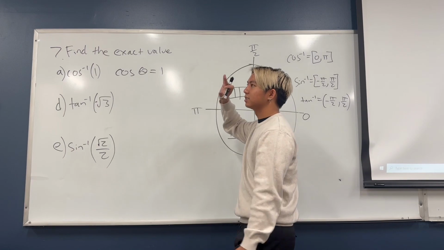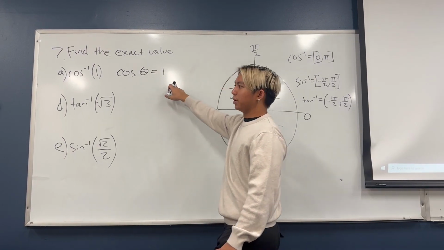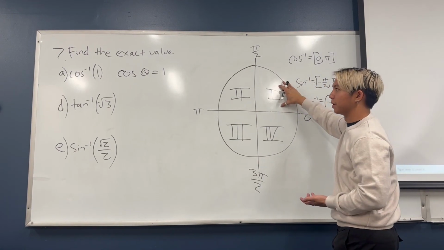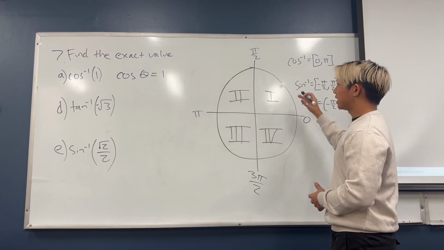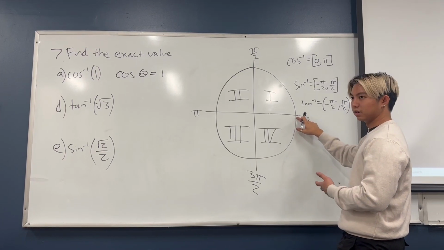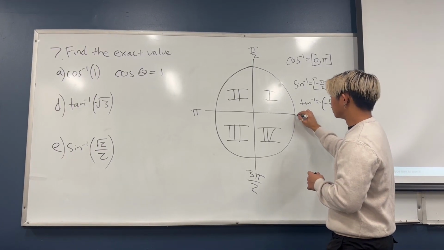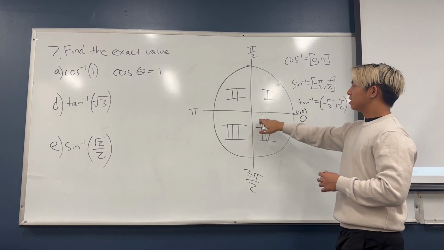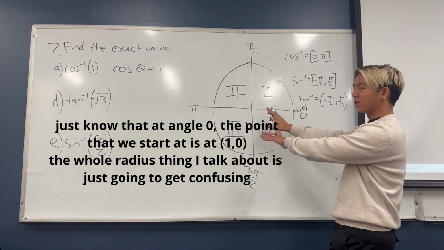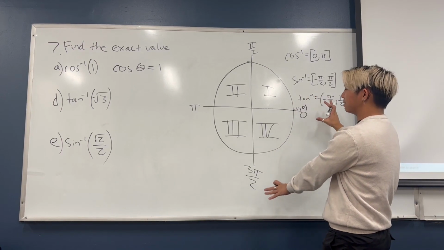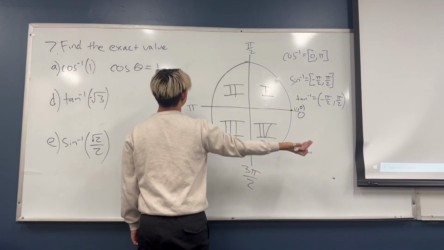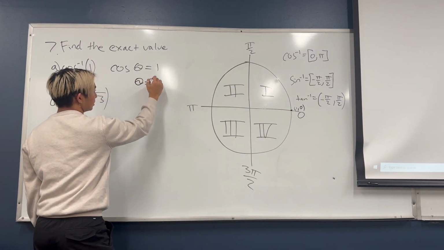So back to the question. It's asking, at what angle is cosine equal to 1? If we look from 0 to pi, where are our positive values? Our positive values lie in quadrant 1. So within quadrant 1, what angle gives cosine equal to 1? If you remember, we start here at 0, but the actual point at 0 is (1, 0), because our point starts at the edge of the circle. Our radius here is 1, but ignore that. We start at point (1, 0), so our answer is the angle 0. So theta is equal to 0.